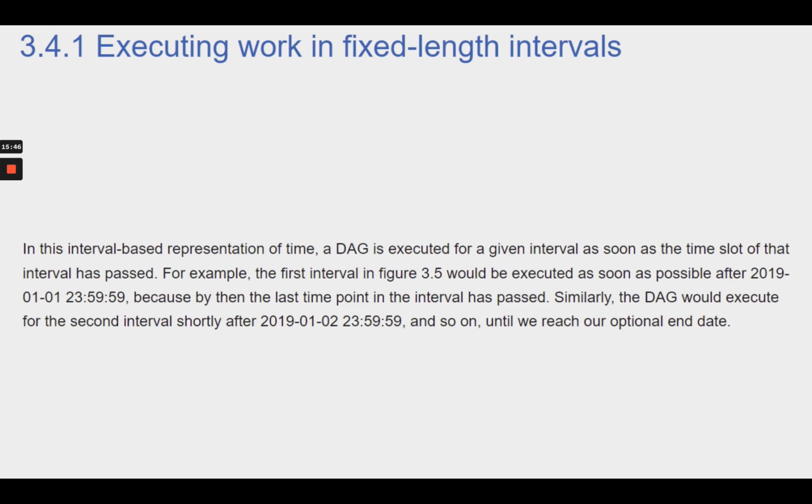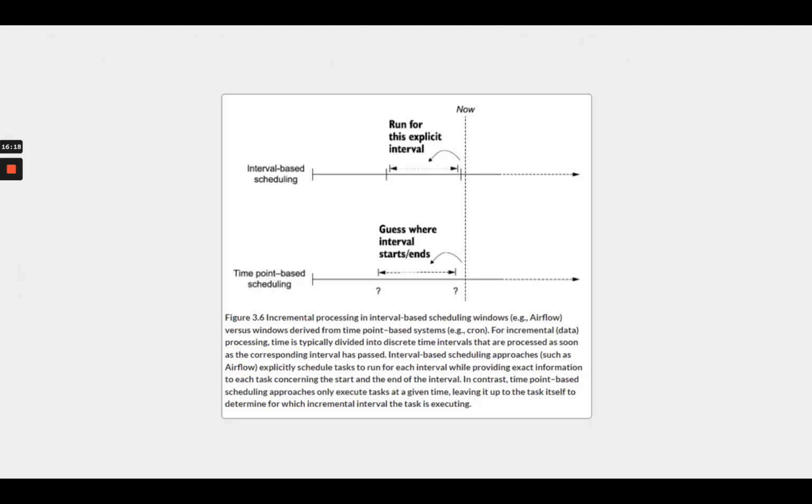In this interval-based representation of time, a DAG is executed for a given interval as soon as the time slot of that interval has passed. For example, the first interval in figure 3.5 would be executed as soon as possible after 2019-01-01 23:59:59, because by then the last time point in the interval has passed. Similarly, the DAG would execute for the second interval shortly after 2019-01-02 23:59:59, and so on, until we reach our optional end date.